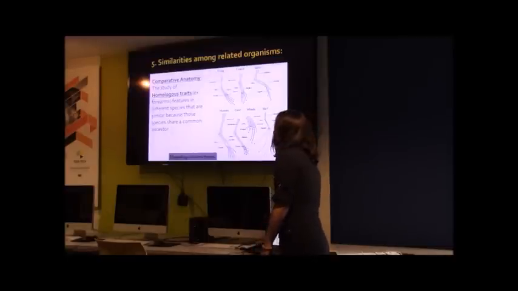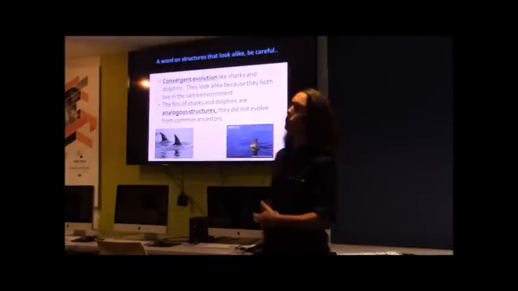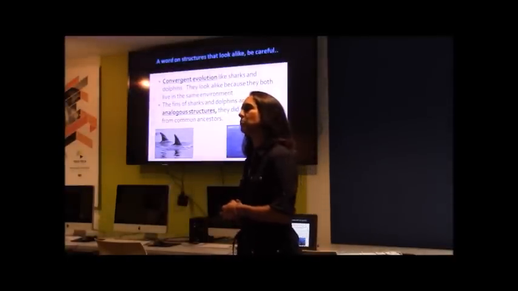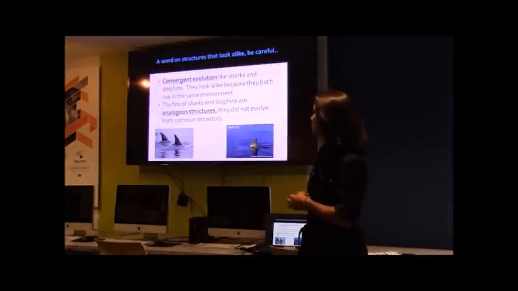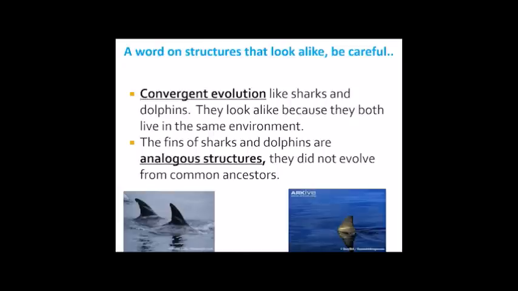Homologous structures. This is not in your student PowerPoint, but I think it's important to point out that you cannot always think that they're homologous. For example, shark dorsal fins and dolphin dorsal fins are not descending from a common ancestor, but rather because they are in a similar environment, they are developing similar features that help them survive. And these are called analogous structures or convergent evolution.